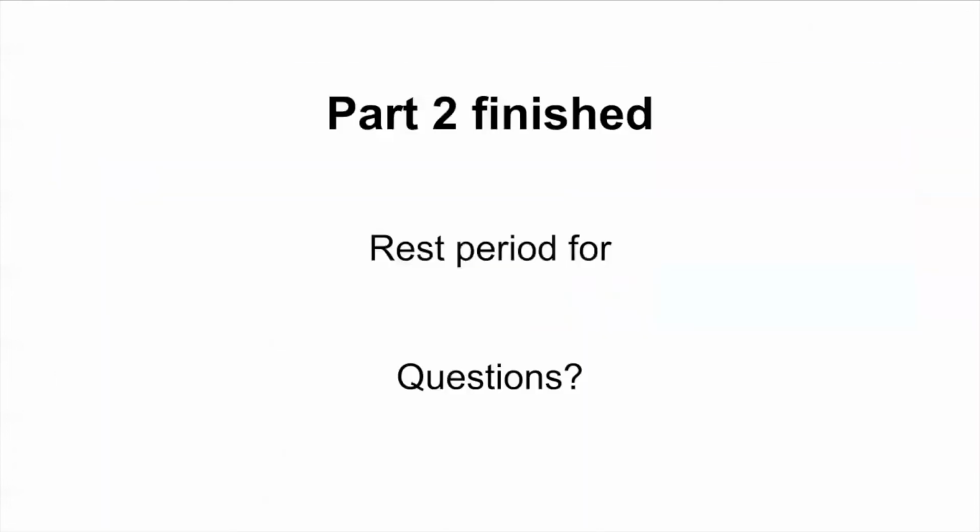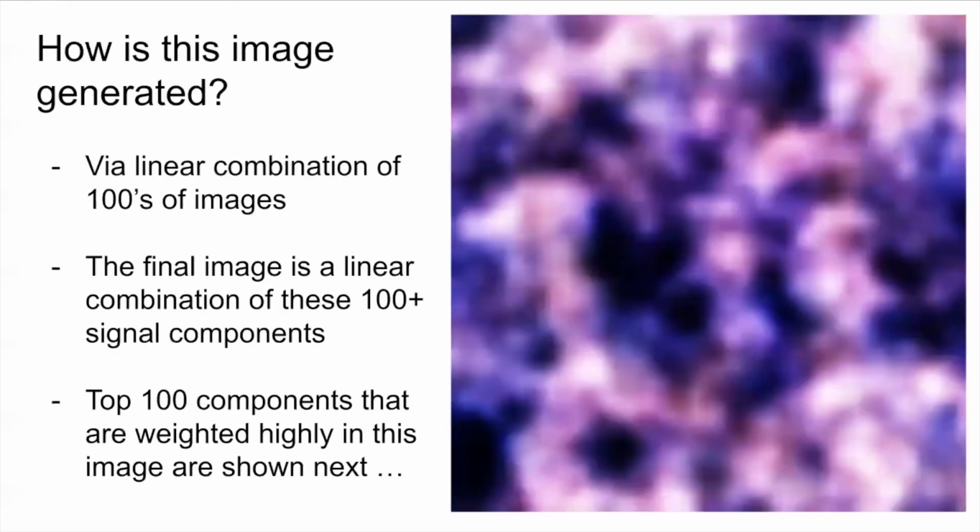So that wraps up part 2. Now, the main question is, how is this image generated? So I'll show soon that it is a linear combination of hundreds of images, and that the final image is actually a combination of the D components that I mentioned earlier. So if D equals 1,000, then it would be a combination of 1,000 images.